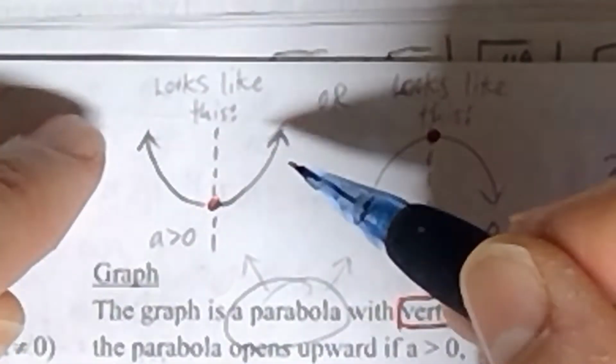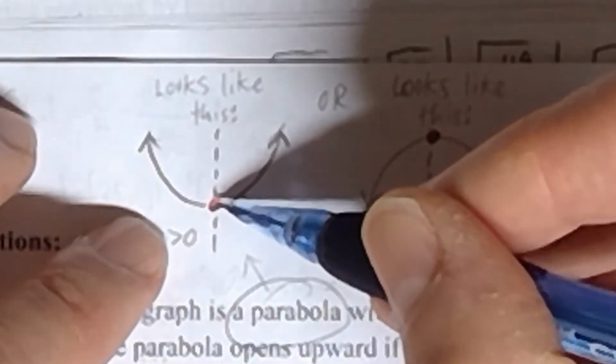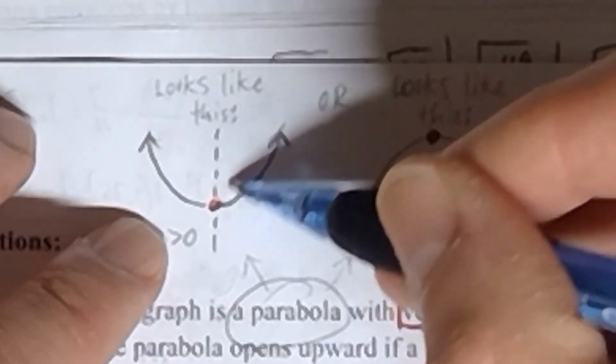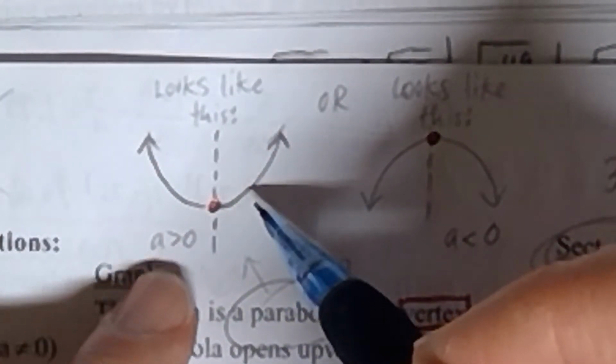And the reason why it helps you graph it is because both sides of the dotted line are supposed to look the same. You're not supposed to have one side that's a really skinny thing that goes like this, and then the other side's really wide like that. It has to look the same. Same width on both sides.